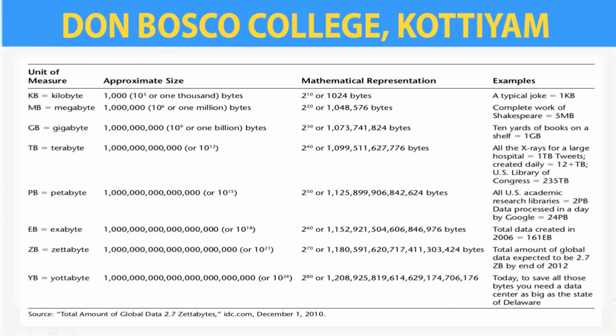Except for the bit, we abbreviate all of them using capital letters. If it is a byte, it is a capital B; if it is a kilobyte, it is KB. Only for the bit we use the small, lowercase letter b.